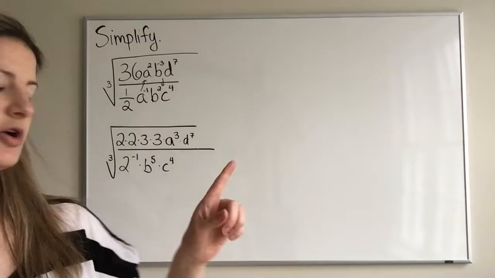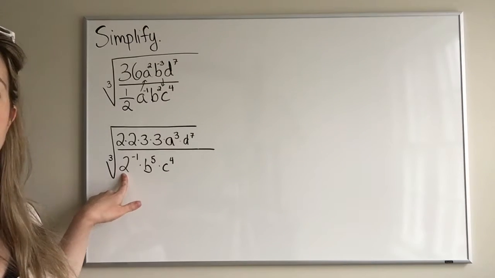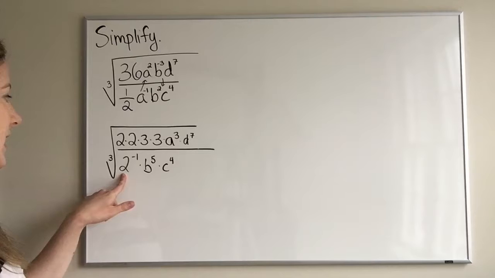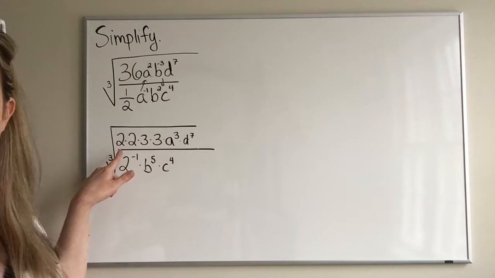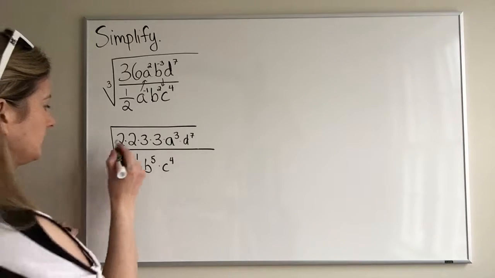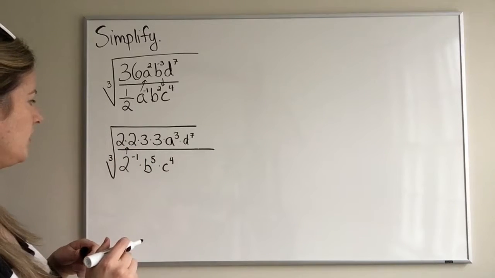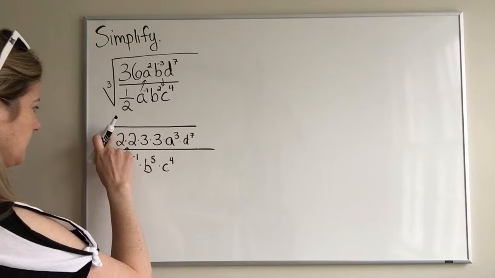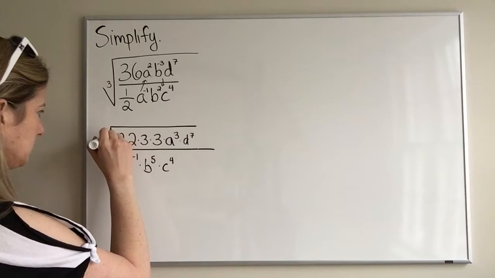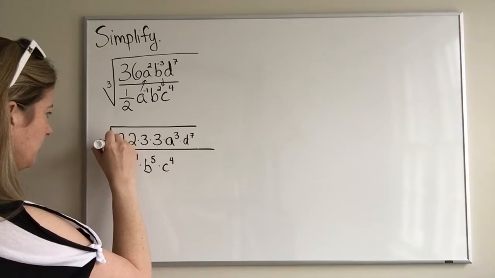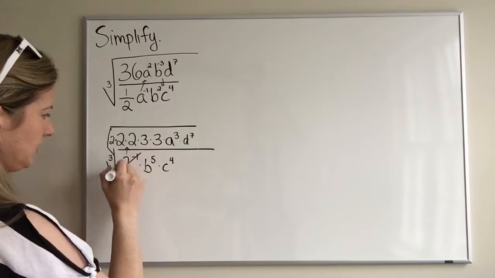Now, let's go back to 2 to the negative 1. What's going to happen there? It's actually going to take the elevator up. Because it's negative, it wants to be happy, so it's going to go upstairs. So what I'm going to do here is move that radical symbol slightly so I can add another 2 in here, and then this is going to go away.